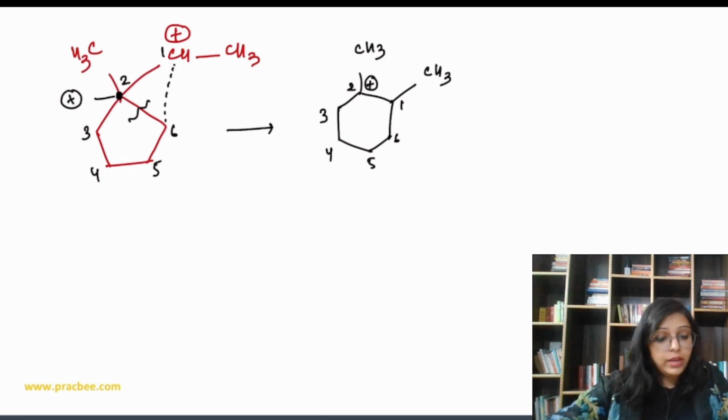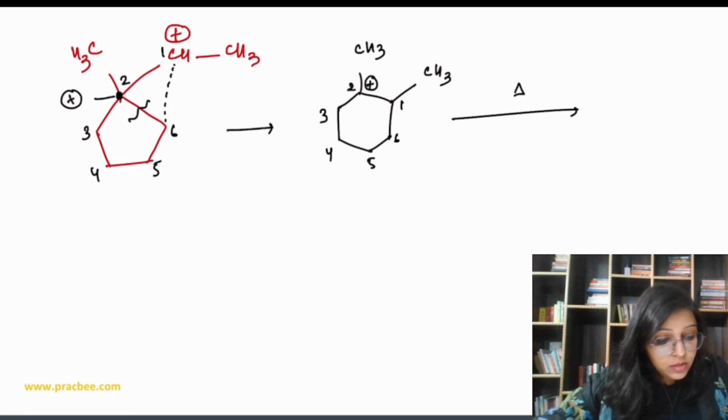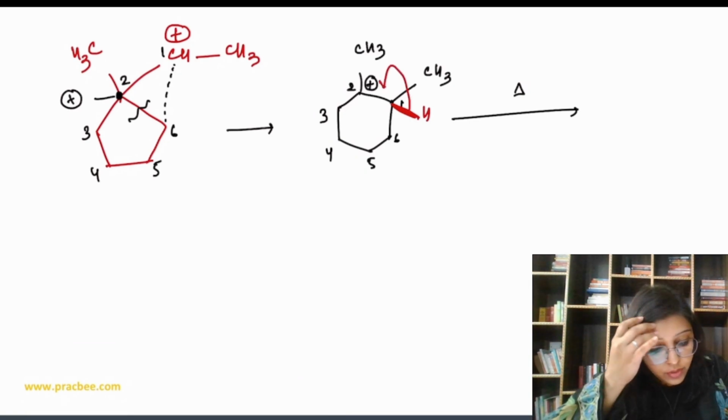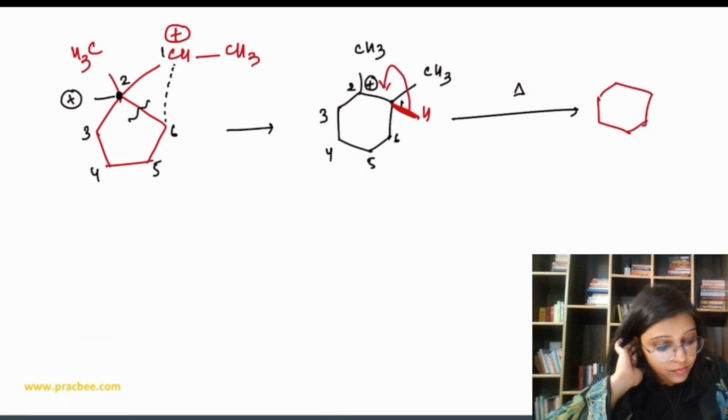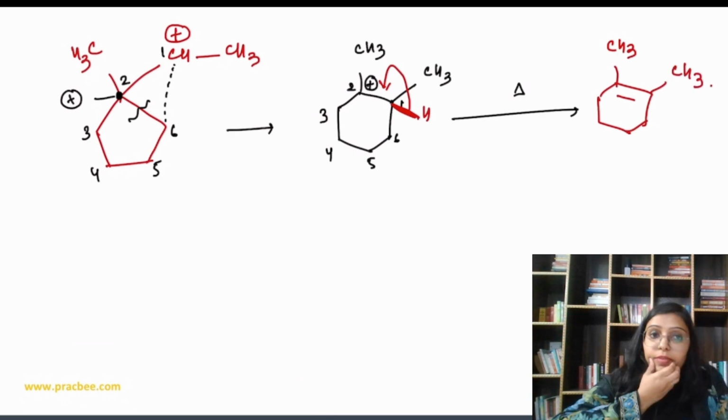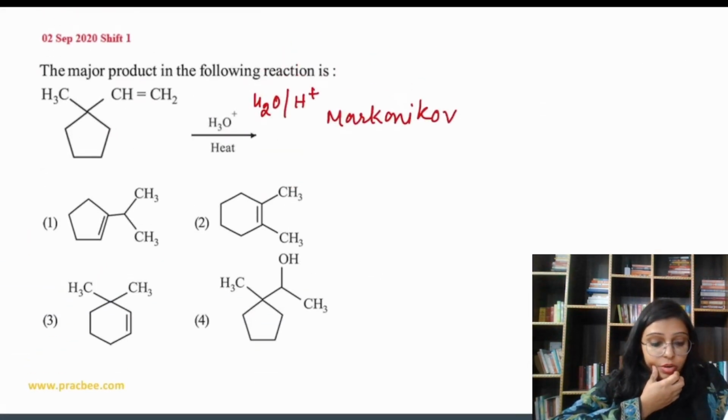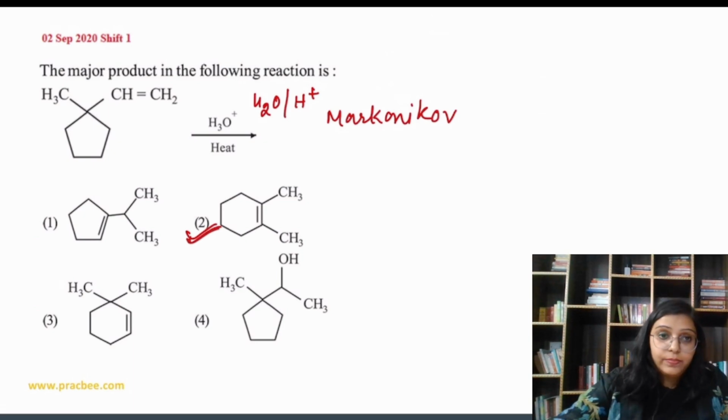Okay, now H2 positive heating hai. So we have hydrogen over here. So hydrogen bond electron, it shifts over here. So we have this product, right? We have this product. Now if we see, option number 2 is the correct answer, right?